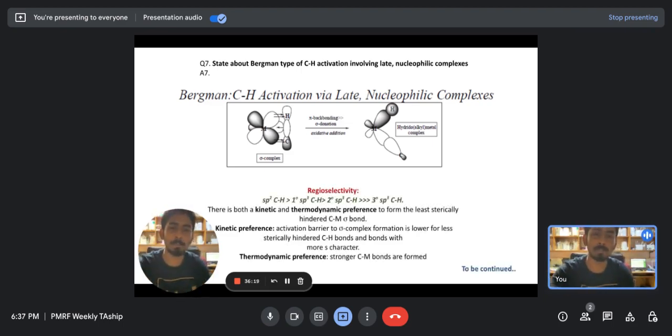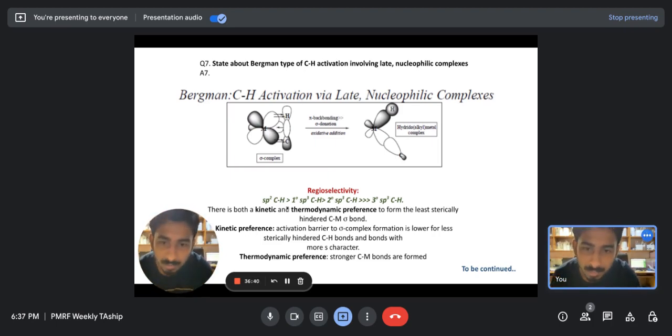Now, coming to the salient features of this Bergman type of CH activation, let's talk first about the regioselectivity, how these are handled. The order is sp2 CH greater than 1 degree sp3 CH, greater than 2 degree sp3 CH, greater than 3 degree sp3 CH. So both the kinetic and thermodynamic preference is there to form the least sterically hindered CM bond.